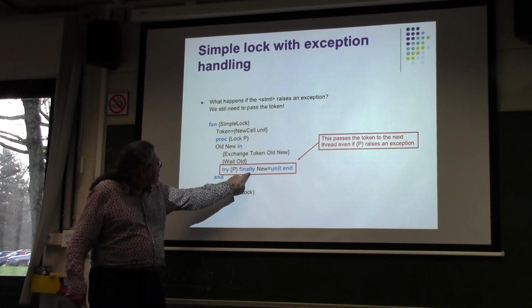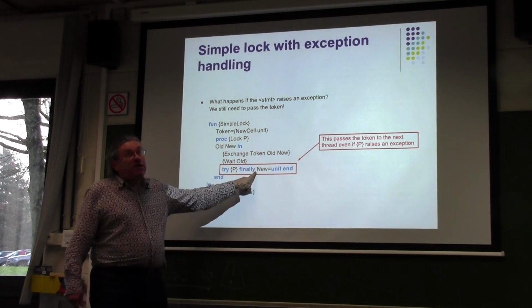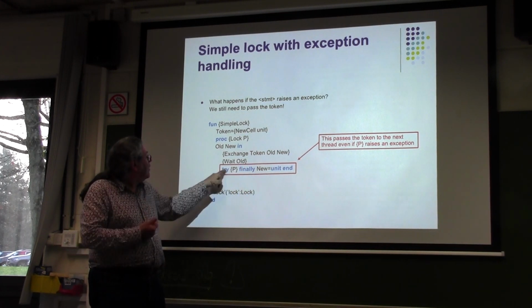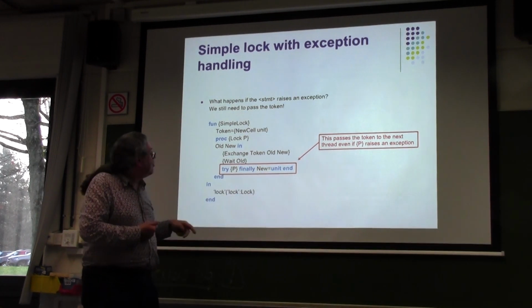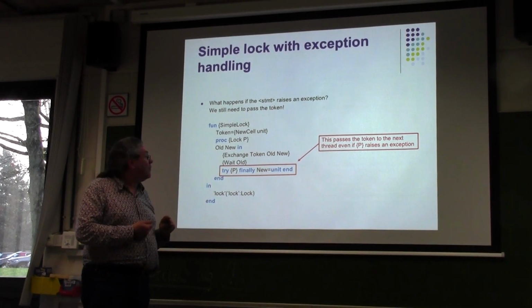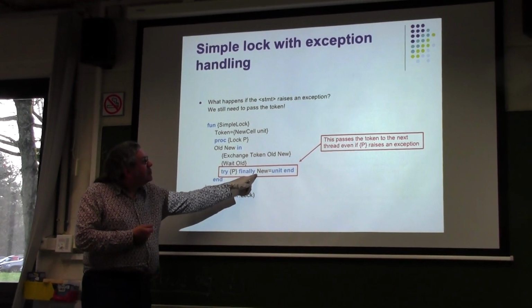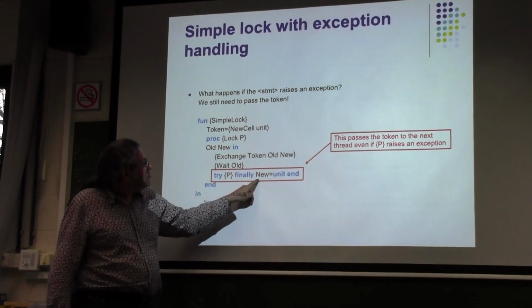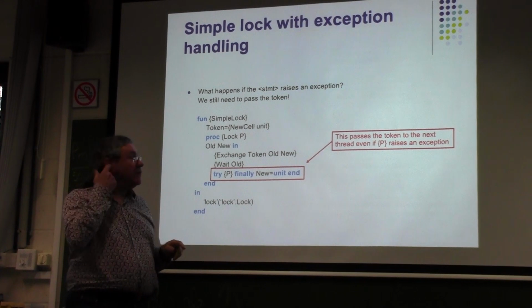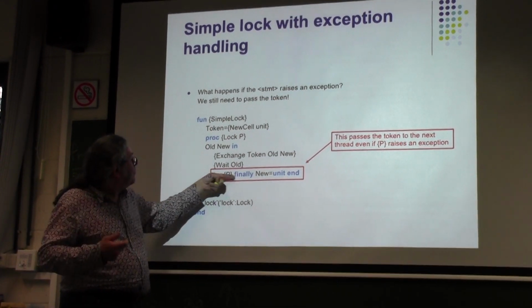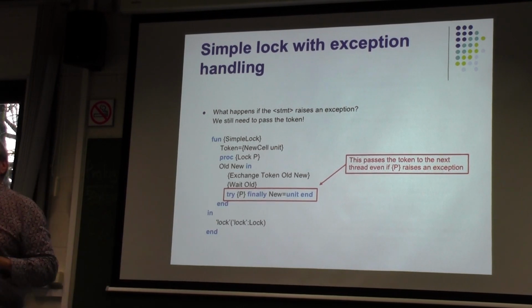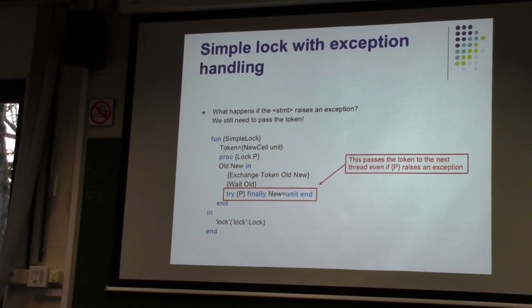So try finally is something that will always be executed, whether you raise or not raise. All languages with exceptions have something like this. Try finally. So this passes the token to the next thread, even if P raises an exception. So this new equal unit is always executed when you leave. So that's it for exceptions. That's pretty easy, right?